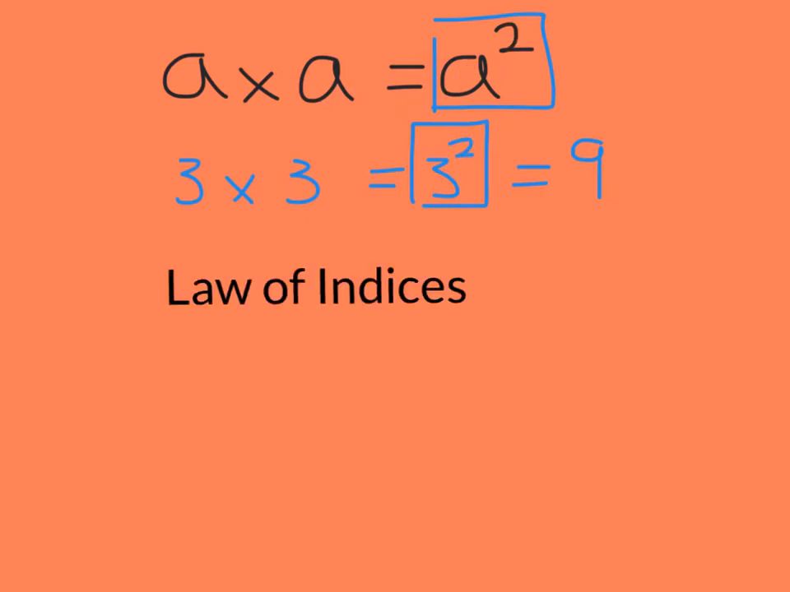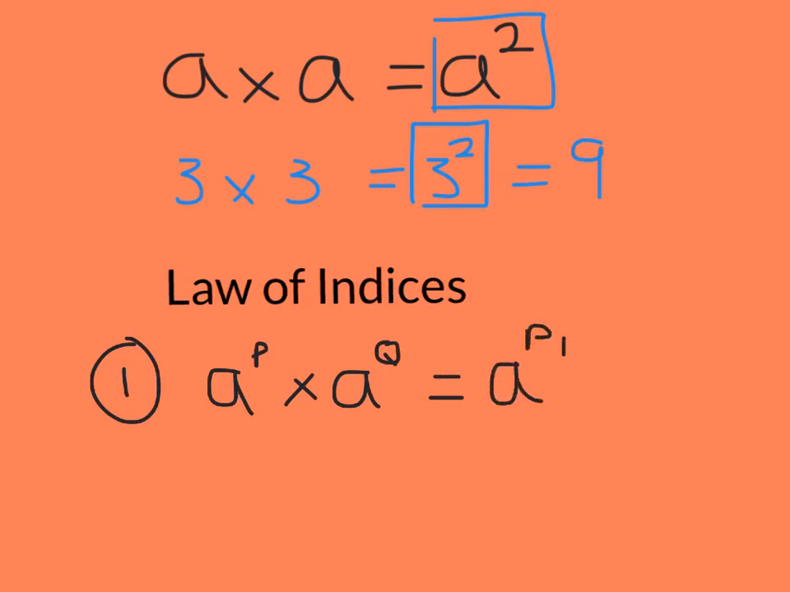Later we will look at something called the laws of indices, and laws are basically just rules of indices. But let us look at the very first rule that will help us with algebra. So the very first rule in the law of indices is that a to the power of p multiplied by a to the power of q is the exact same as a to the power of p plus q.